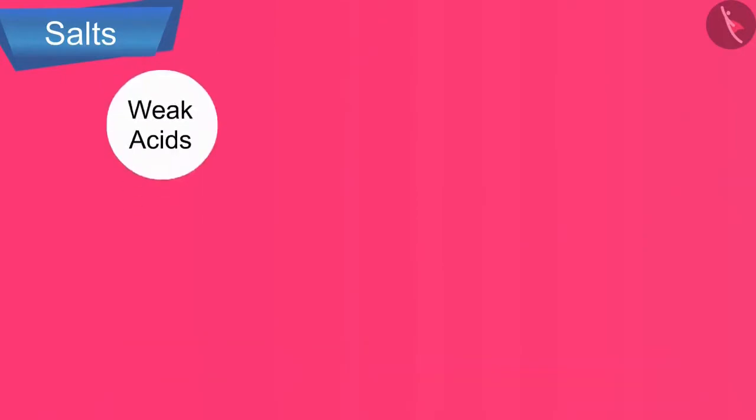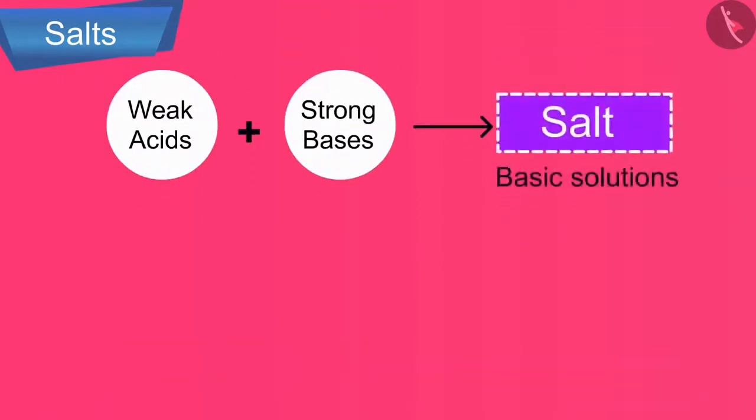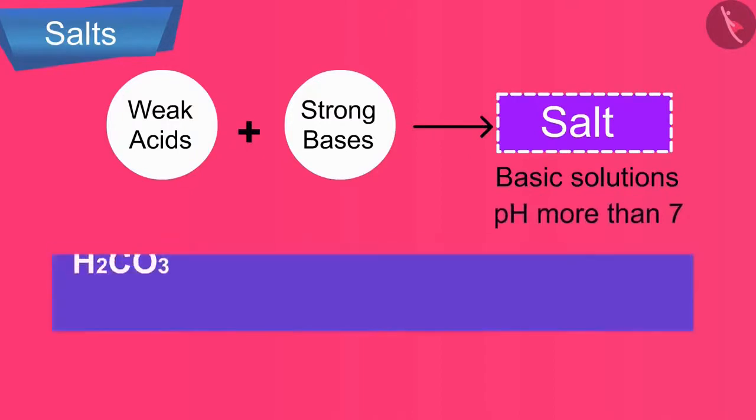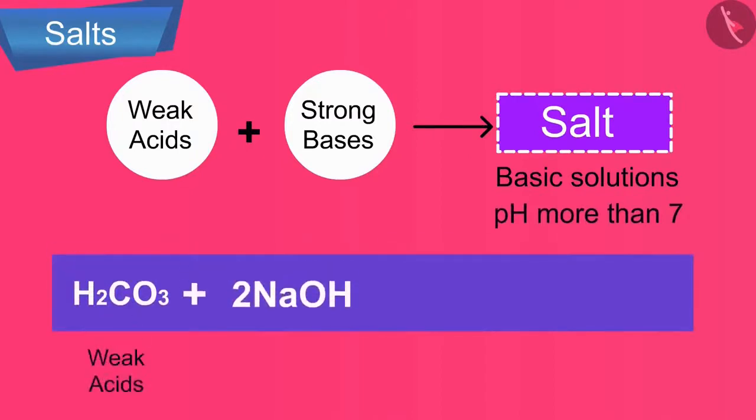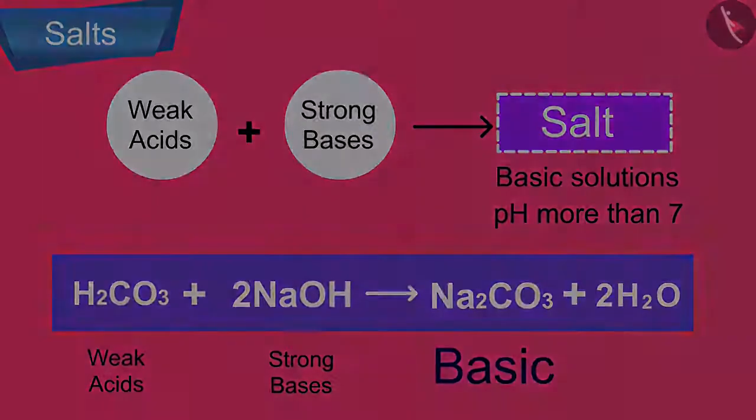Finally, the salts of weak acids and strong bases give basic solutions or alkaline solutions. For example, the sodium carbonate salt is formed from a weak acid, carbonic acid, and a strong base, sodium hydroxide. And so, the salt obtained is basic in nature.